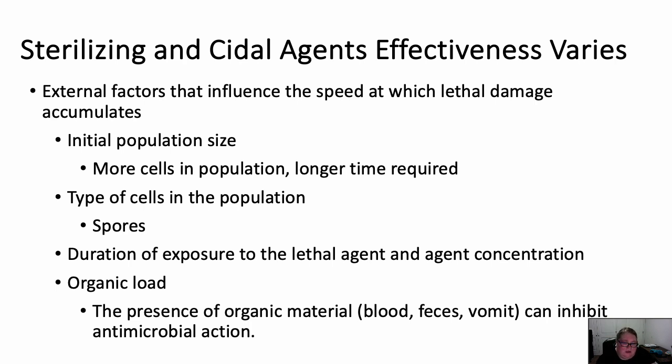But the one that I want you to remember, and this is just as important as the type of cells and the population, is something that is called organic load. This is going to limit the effectiveness of cidal agents. Organic load is literally the presence of organic material that can inhibit these antimicrobials from working. Organic material are things like blood, feces, vomit. So in order for the antimicrobial agents to work, we have to remove that organic load. We have to remove the blood or the feces or the vomit in order for the cidal agent to start working on the microbes.